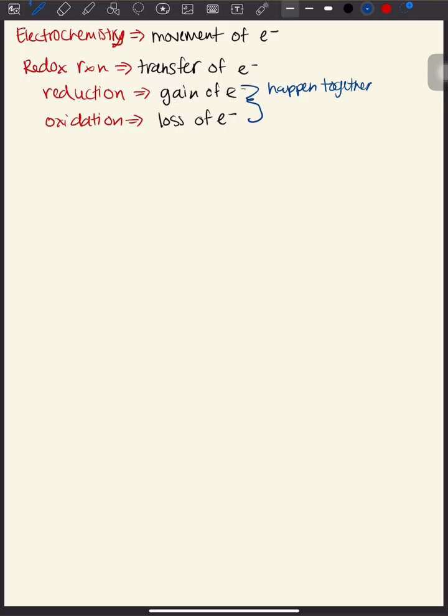If something is being reduced, it means that it is gaining electrons. Well, that electron has to come from somewhere. It's coming from the thing being oxidized, and they happen simultaneously. So just like acid-base chemistry, where you have that transfer of protons, you have to have an acid, you have to have a base. You have to have something donating a proton, and you have to have something accepting the proton. With redox reactions, you have to have something donating the electron or losing the electron, and you have to have something that will accept it or gain that electron.